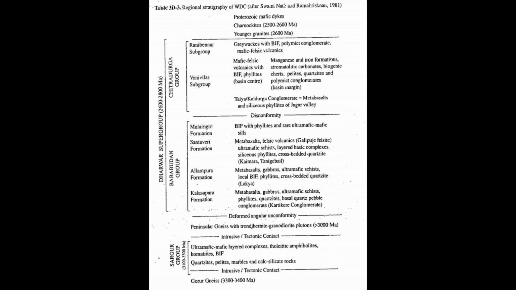Okay, now see, here we have an angular unconformity that differentiates the Dharwar supergroup from Peninsular Gneiss. Now the Baba Budan group is again divided into Kalaspura, Alampura, Santaveri and Mulangiri formation. Similarly, for Chitradurga group, we have Bababudan subgroup and Ranibennur subgroup. Okay, the lithology here is not of much importance, but you must remember that the rocks of Dharwar group have banded iron formation in them.